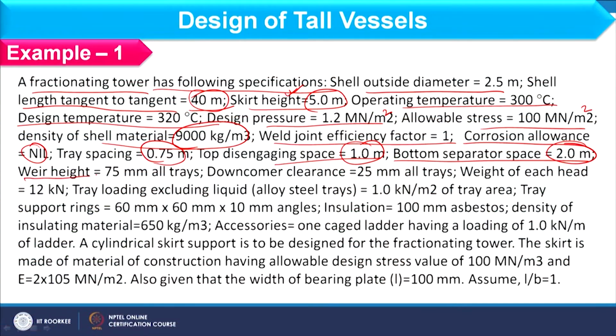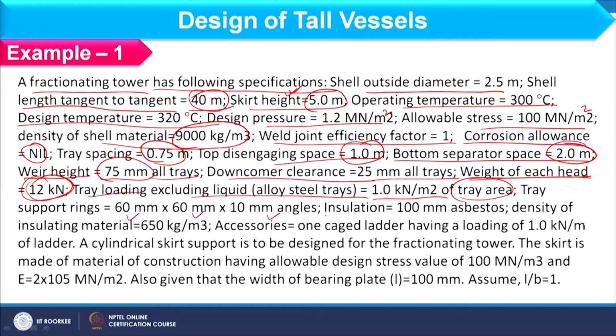Further, we are given weir height as 75 mm for all trays, downcomer clearance 12 mm for all trays, weight of each head is 12 kilonewton, and usually we have 2 heads. So, we have to consider the weight of heads accordingly. Further, we are given tray loading excluding liquid, okay, and that should be 1 kilonewton per meter square of tray area. Tray support ring, that is 60 mm by 60 mm and 10 mm angle.